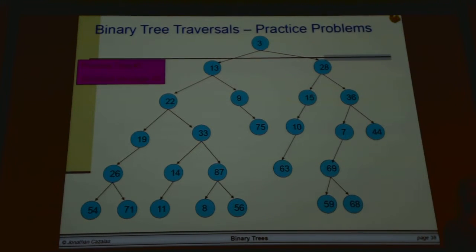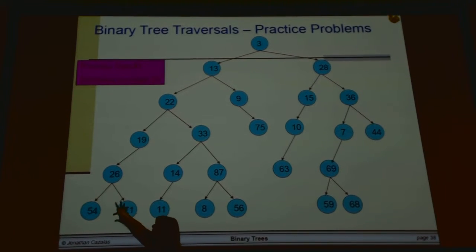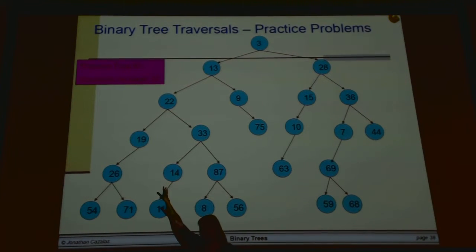I asked you for pre-order. So pre-order does the root node first. When you're looking at just this triangle right here, the parent with its two children, pre-order says I do my root node first, 26, then I do my left. Now I can do my right. So that's my 71. So we're done with this here. So we're going to go back up one level to our 19.